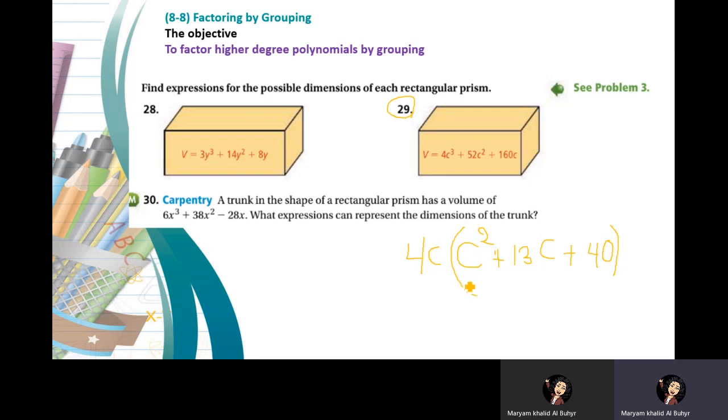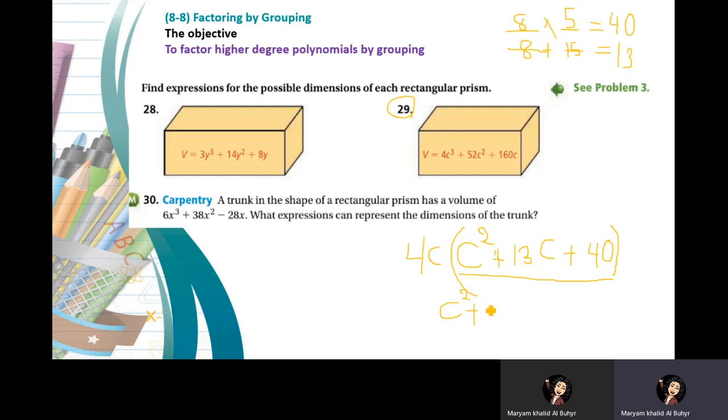Now you can also do exactly the same idea that we did before. We are going to think about two numbers. Once we multiply them, we will get 40. Once we add them, we will get 13. We can think about 8 and 5. Once we multiply them, we will get 40. Same two numbers, once we add them, we will get 13. So that's good. We could find this one easily.